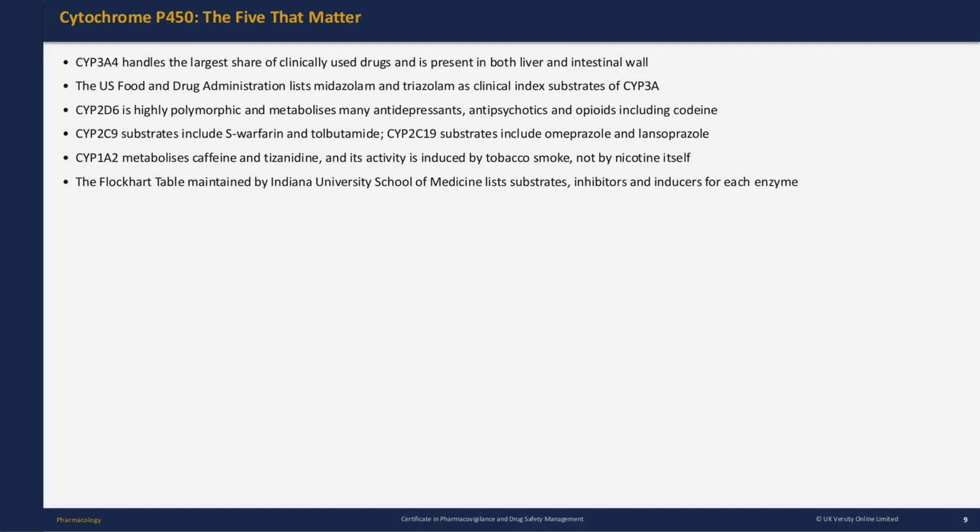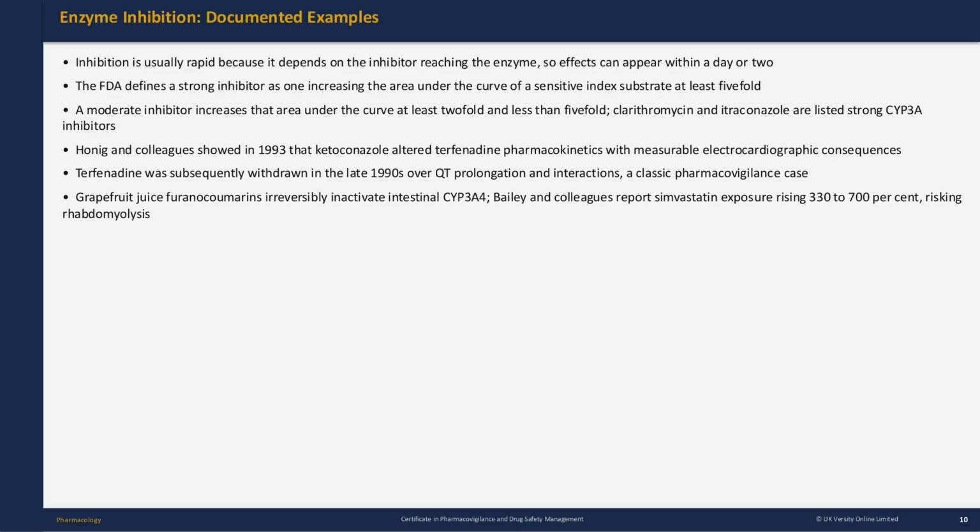CYP2C9 substrates include S-warfarin and tolbutamide. CYP2C19 substrates include omeprazole and lansoprazole. Enzyme inhibition. Documented examples. Inhibition is usually rapid because it depends on the inhibitor reaching the enzyme, so effects can appear within a day or two.